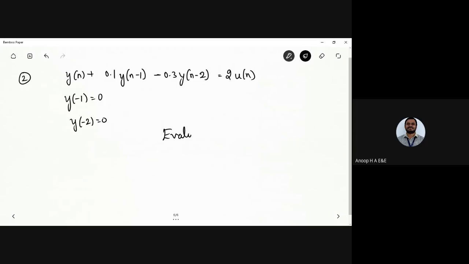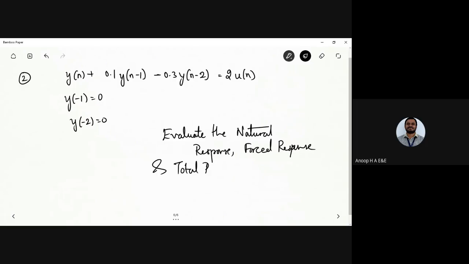Evaluate the natural response, forced response, and total response of the system. So you have to evaluate the natural response of the system, forced response, and total response of the system, and this is the given difference equation that you have here.